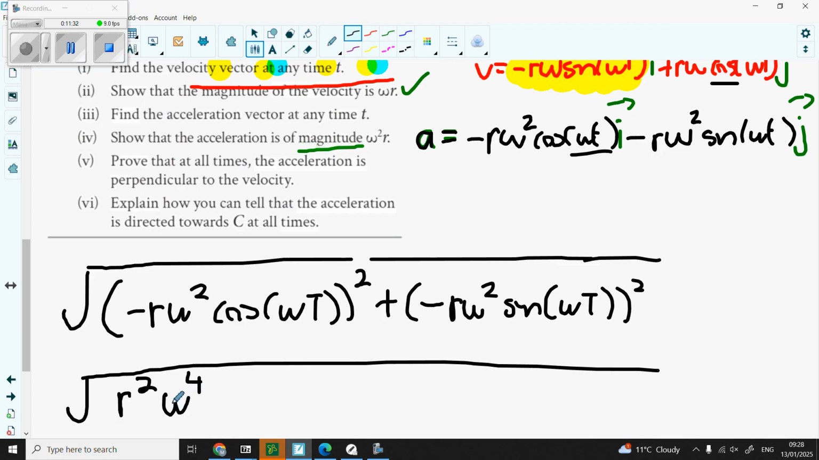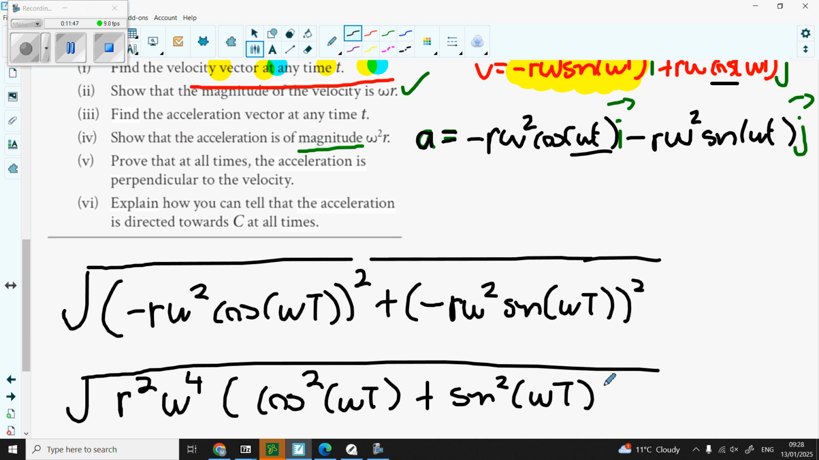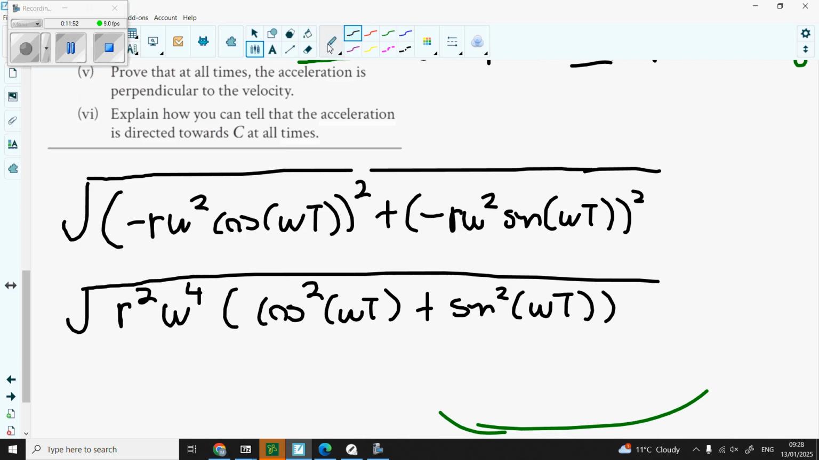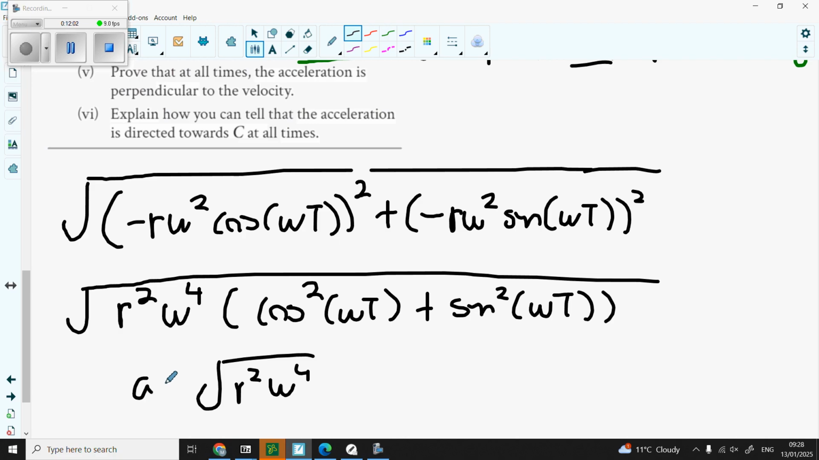Are we all good for a shortcut here? We're going to do the same thing again, aren't we? We're going to factorize out what? It's going to be cos squared omega t plus sine squared omega t, we knew that was coming. So what do we know that that's 1, don't we? So it should be the square root of r squared omega squared. Then we get r omega squared.